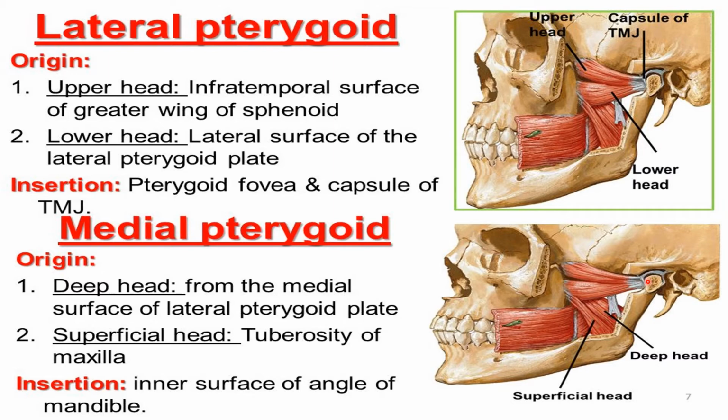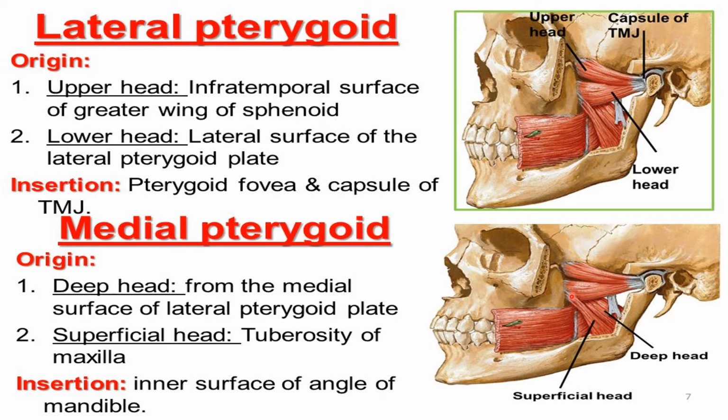Okay, let's come to the medial pterygoid. The medial pterygoid also has two heads. One is the deep head and one is the superficial head. The deep head is coming from the medial surface of the lateral pterygoid plate. And what about the superficial head, which is basically coming from the tuberosity? This is the superficial head, and this one is the deep head. The deep head is coming deeply, and the superficial head is somewhat superficial. So it is coming from the tuberosity of the maxilla.